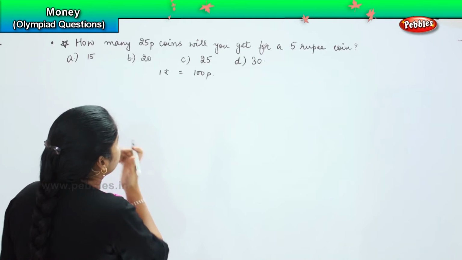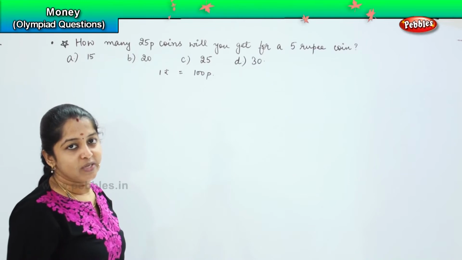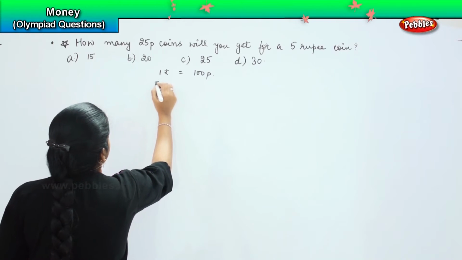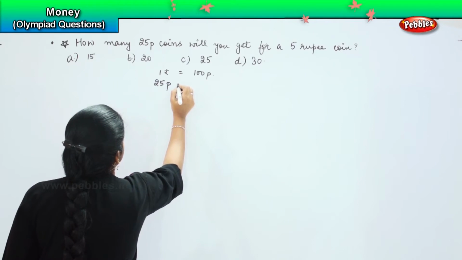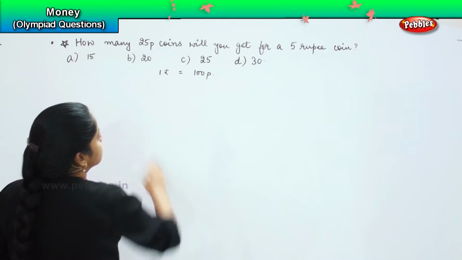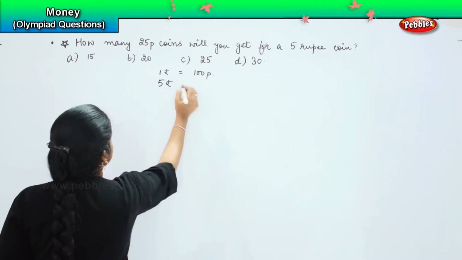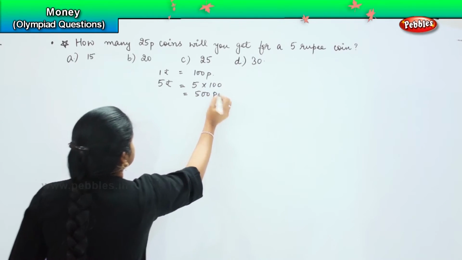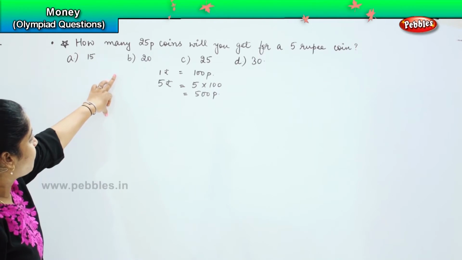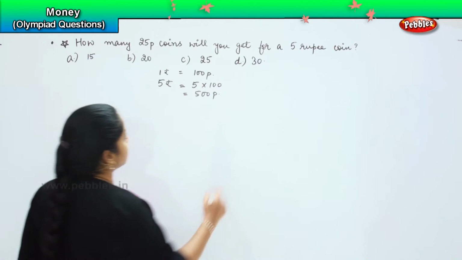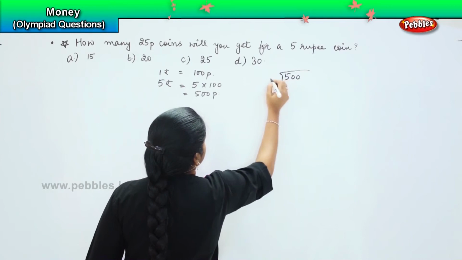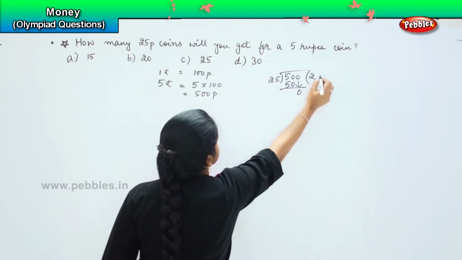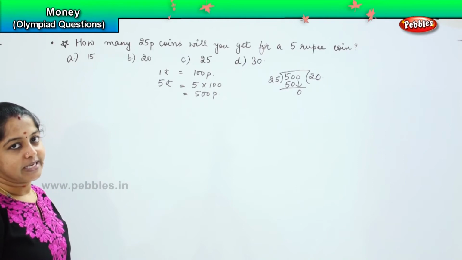So now we need to find out how many 25 paise coins we will be getting for a 5 rupee coin, right? So if it is a 5 rupee, it will be 5 into 100, which is equal to 500 paise. Okay. Now, how many 25 paise are there in 500 paise? Which means that 500 divided by 25. So, 25 into 2 is 50 and then comes a 0. So, there are 20 25-paise coins in a 5 rupee coin.